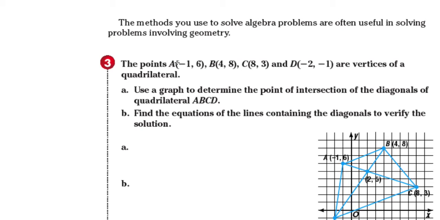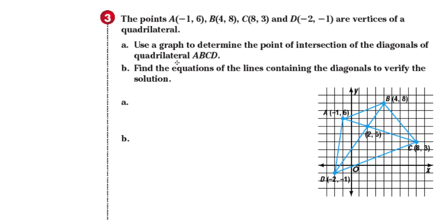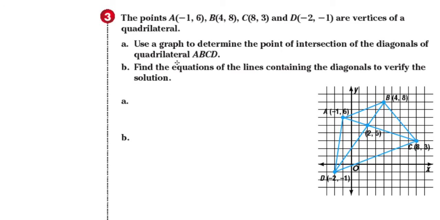And the methods you use to solve algebra problems are often useful in solving geometry problems, and these are the problems that you will be doing in high school, using algebra to solve geometry problems. Okay? Look at example number 3. The points A, B, C, and D are vertices of the quadrilateral, and we use the graph to determine the point of intersection of the diagonals of quadrilateral ABCD.